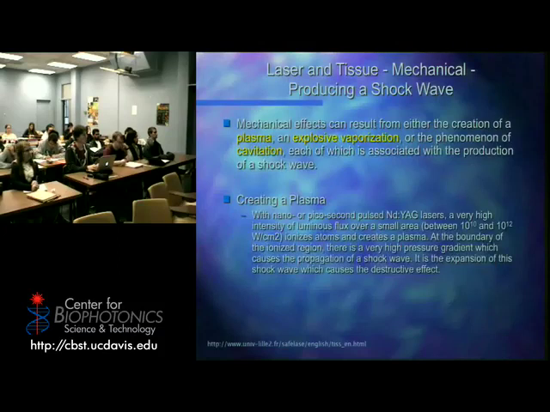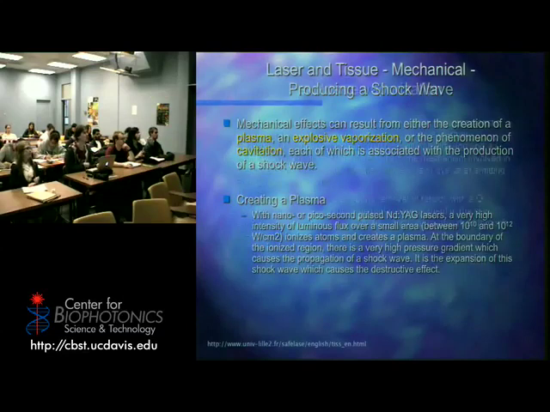A plasma is basically created with a very, very quick pulse of a very, very high intensity. So lots of photons in a very short amount of time. So incredibly high densities of energy, something like 10 to the 10th or 10 to the 12th watts per centimeter squared, ionizes atoms and creates a plasma. Okay? Now, at the boundary where the plasma is and where the plasma isn't, you get a very high pressure gradient, and this can create a shock wave. That difference in pressure gradient can create a shock wave which can cause something to break.